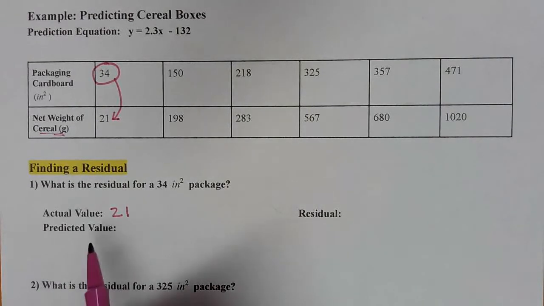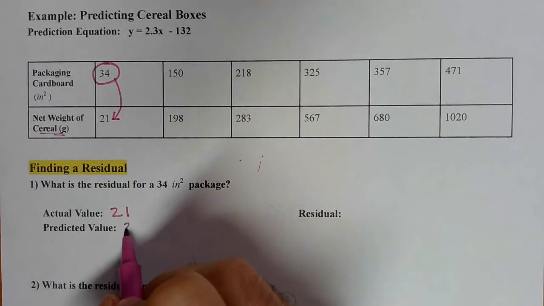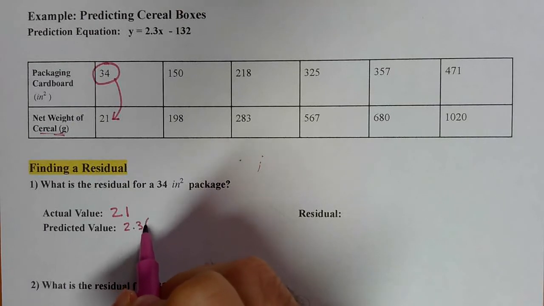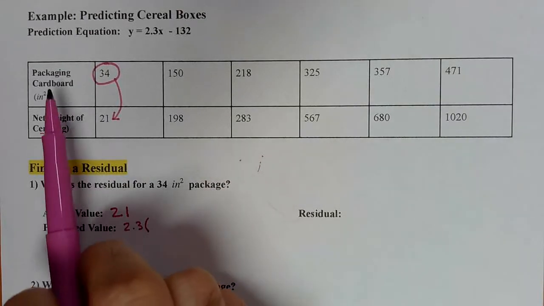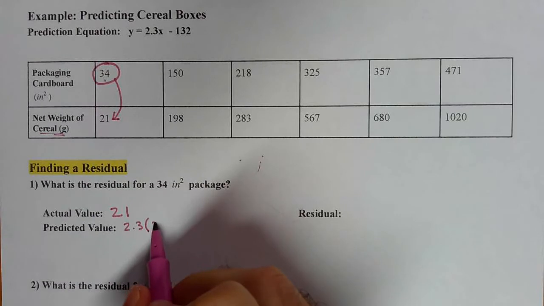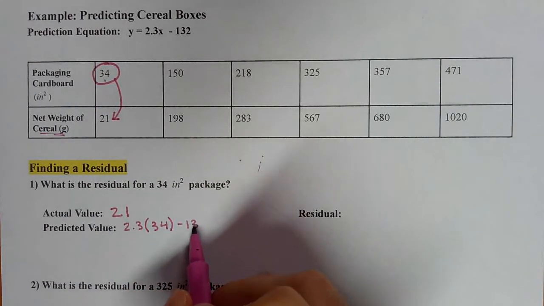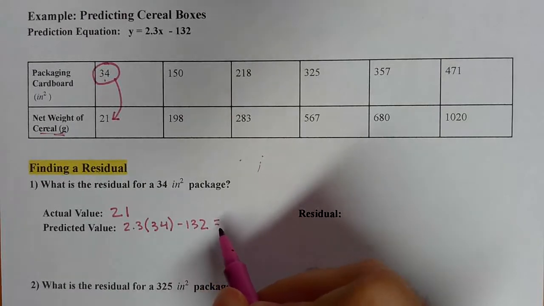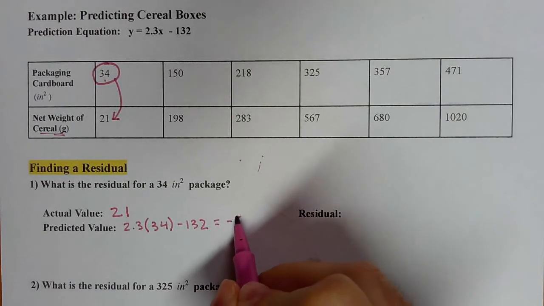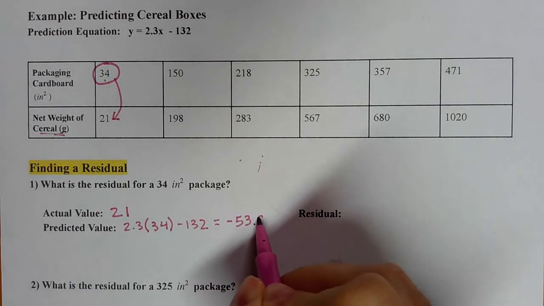The predicted value is going to come from our equation. So I'm going to take my 2.3 times my x. Now my x is my packaging, 34, minus 132, giving us a result of negative 53.8.